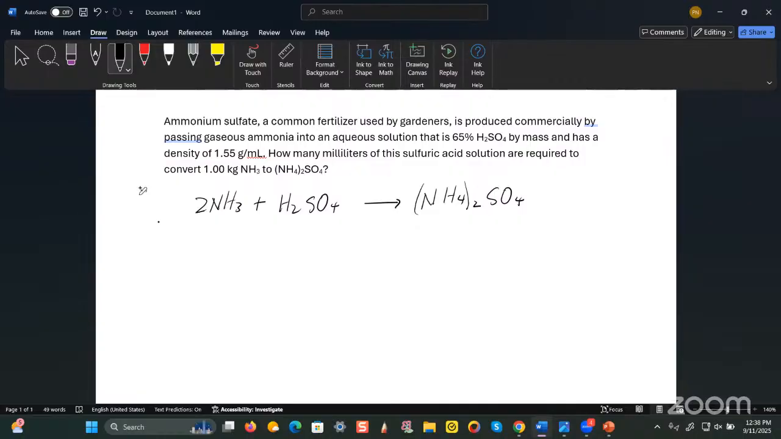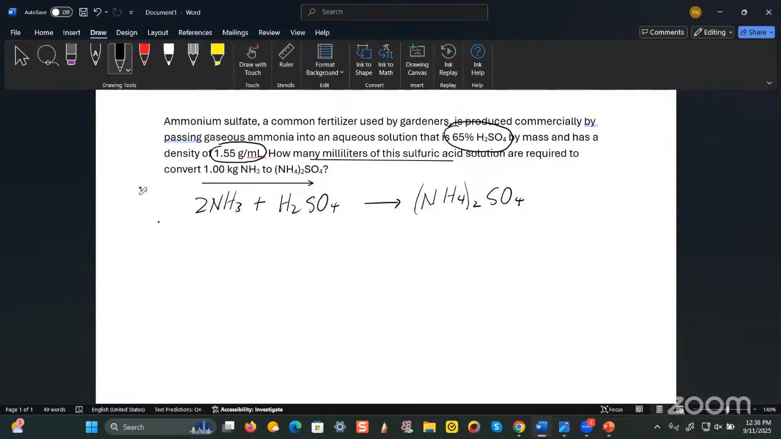Okay, so that's the first thing you need, a balanced equation, right? The question gives you the mass of ammonia that you're trying to convert, and it's asking for the volume of the sulfuric acid that is required to make that much. The question also gives you two other pieces of information. It gives you the percentage of sulfuric acid in the solution, and it also gives you the density of the solution. So let's see how we can put all of that together to get the answer, right?